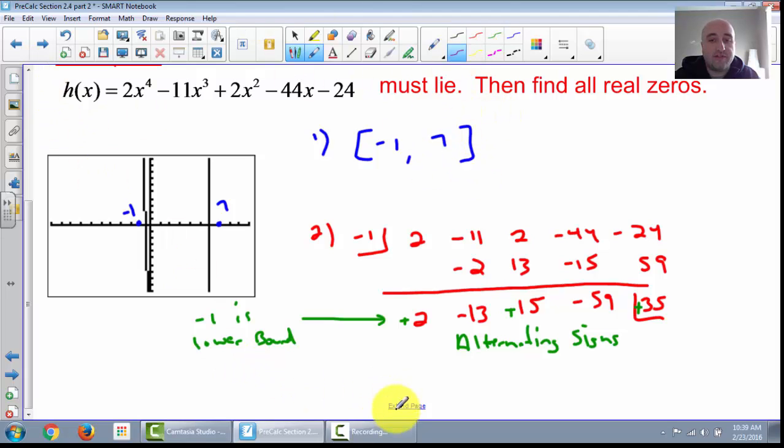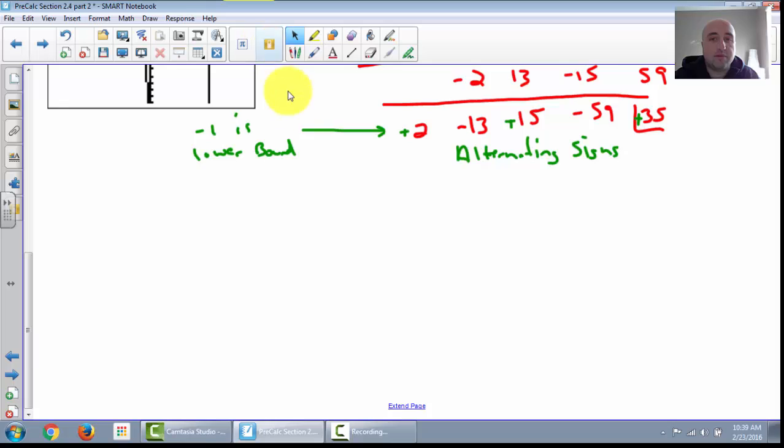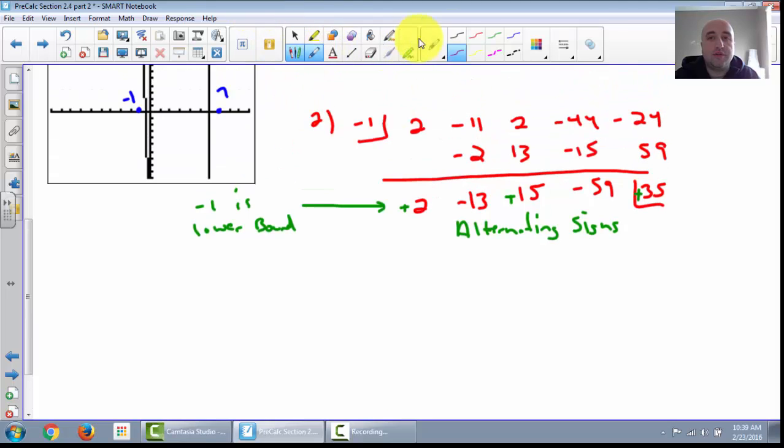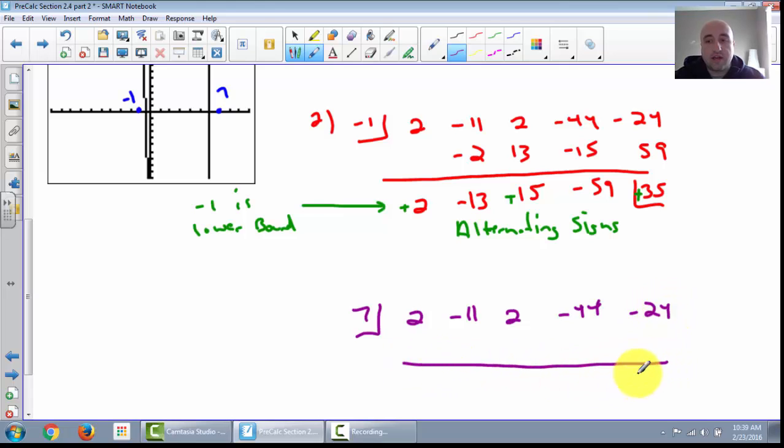Let's see what happens with 7. Now we're going to try 7. Same exact numbers, but we're going to do 7 in the box. So 2, -11, 2, -44, -24. Skip a line, draw a box. Bring down the 2, multiply, I get 14, add, I get 3, multiply, I get 21, add, I get 23, multiply, I get 161, add, I get 117, multiply, I get 819, and add, I get 795.